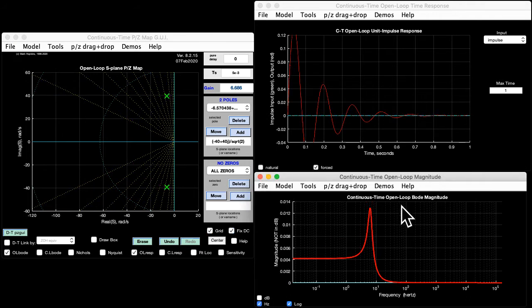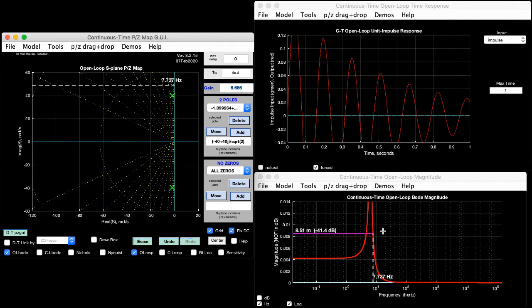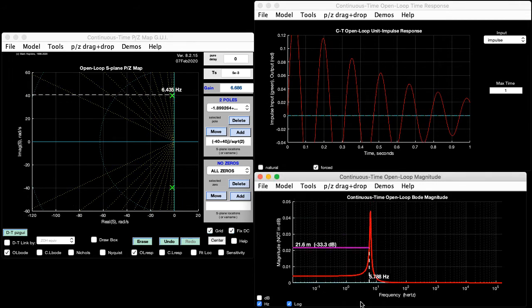I have to keep going over here to rescale the plot axes. And as I'm getting closer and closer to that imaginary axis, now I'm really close to having that peak at the natural frequency.